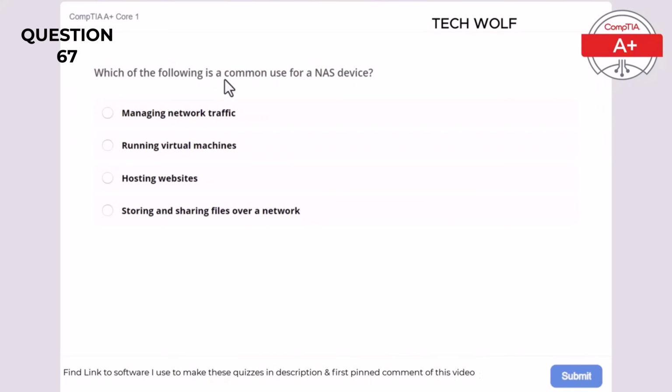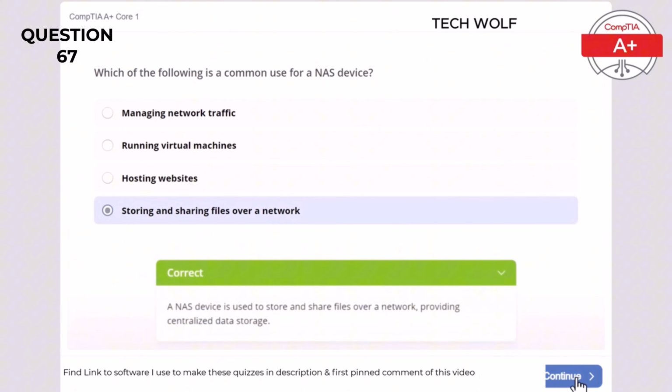Which of the following is a common use for a NAS device? Managing network traffic, running virtual machines, hosting websites, or storing and sharing files over a network. And here the correct answer is storing and sharing files over a network. A NAS device is used to store and share files over a network, providing centralized data storage.